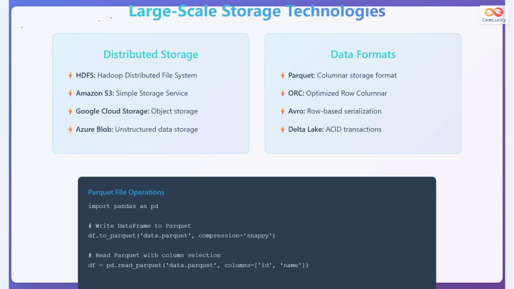For large-scale data storage, there are various technologies available. Distributed storage solutions include the Hadoop Distributed File System, also known as HDFS, Amazon Simple Storage Service, also known as S3, Google Cloud Storage, and Azure Blob. For data formats, common choices include Parquet, which is a columnar storage format, Optimized Row Columnar, also known as ORC, Avro, which is a row-based serialization format, and Delta Lake, which provides ACID transactions. The code example shows Parquet file operations using Pandas library in Python.